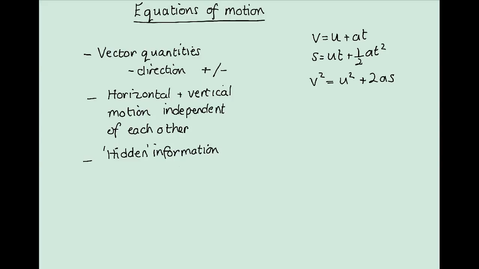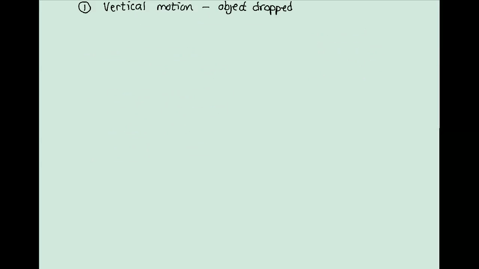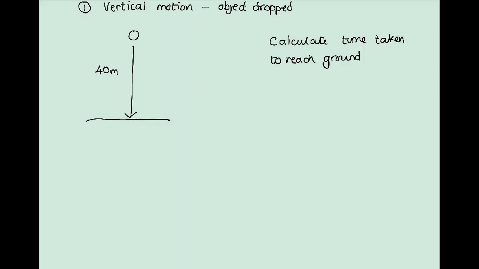Now let's have a look at how we might apply these equations to some simple situations, and we'll start with probably what is the simplest of all, an object being dropped. So we're going to drop an object from a certain height above the ground. Let's say that height is 40 meters. And what we're normally asked to do is to calculate the time taken for this object to reach the ground.